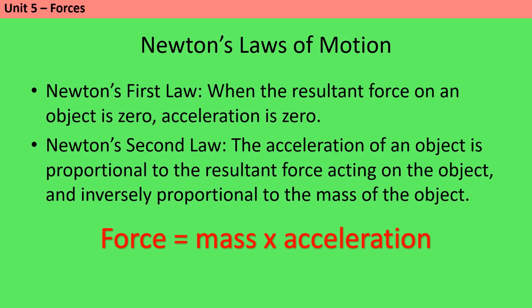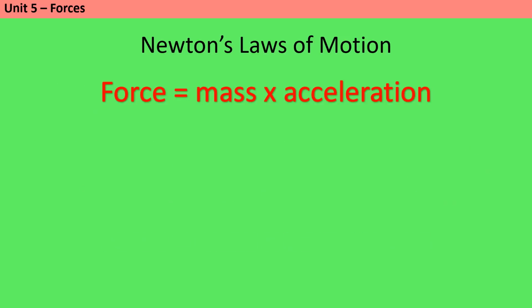Newton's second law tells me that the acceleration of an object is proportional to the resultant force acting on the object, and inversely proportional to the mass of the object. In other words, if I push an object twice as hard, it's going to accelerate twice as much, and if I push two objects equally hard, but one of them is twice as heavy, it will only accelerate by half as much. This all leads us on to the next equation, which is force is mass times acceleration.